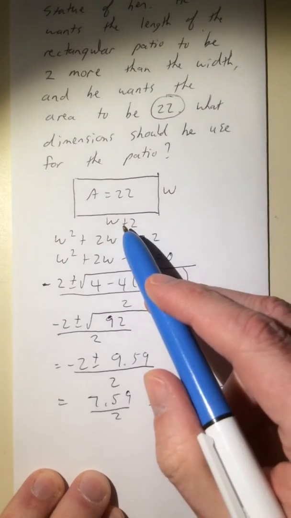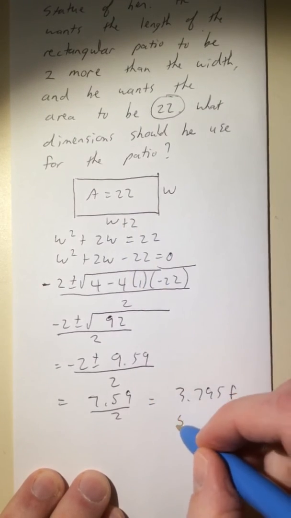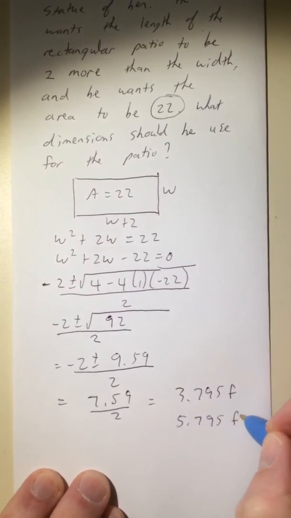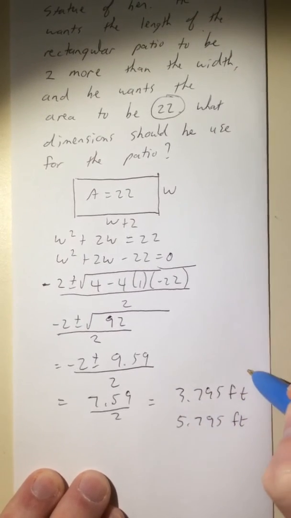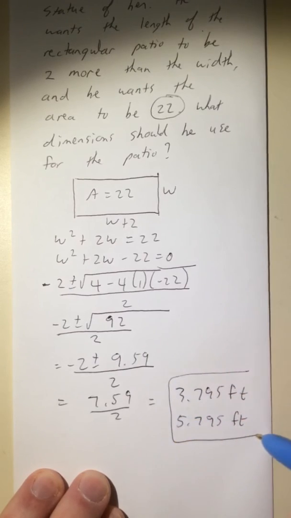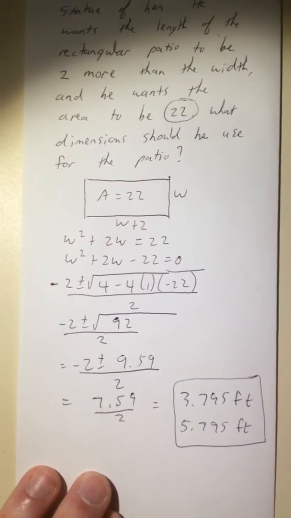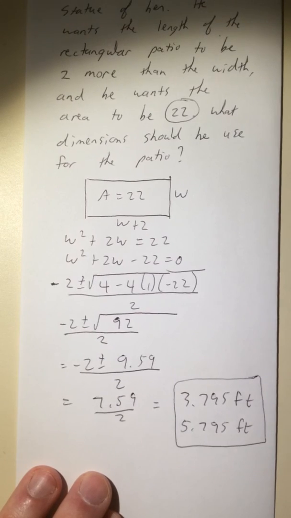And then the length, of course, is going to be 2 more than that. So 5.795 feet. So there you go. Those are the 2 dimensions, the width and the length. So there you go. There's your lesson. And I'll have a small assignment for you, very small assignment.